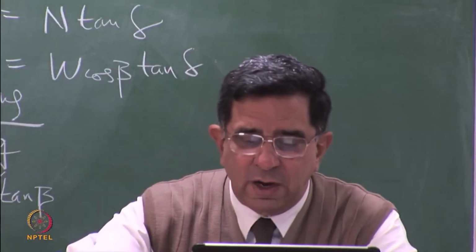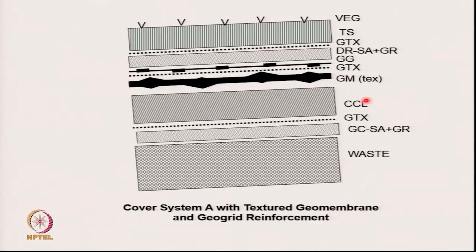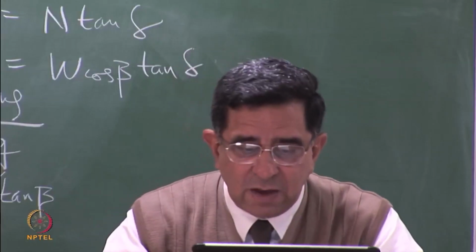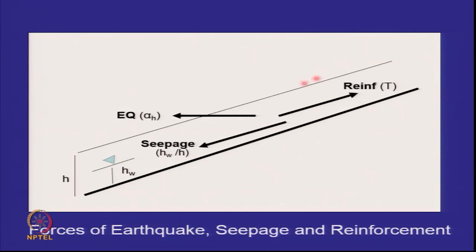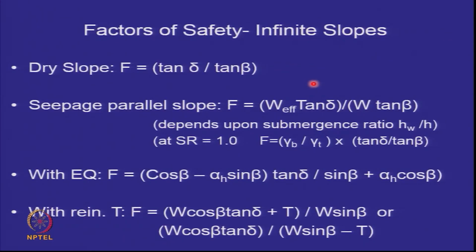So by putting a geogrid here, please see this GG, geomembrane, sand, geotextile. I have put a geogrid. A geogrid is a relatively stiff geosynthetic, I showed you the photograph, which is in the form of a mesh, and it can give you a T. So once you have a T, that will add to your stability. So for these conditions, we can analyze the factors of safety.